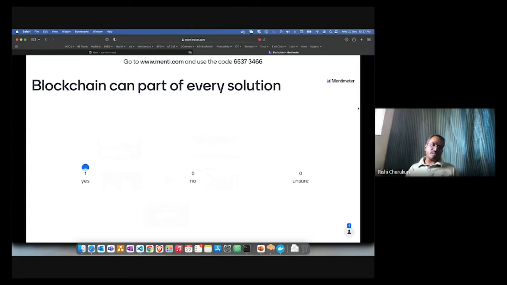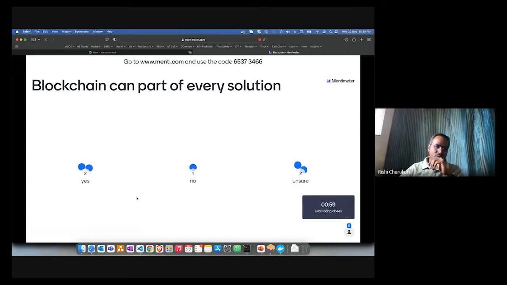So the polls are anonymous, so we won't really get to know the names of the people who are responding. So you can feel free without hesitation that, oh, I'm wrong, or someone might think of me another way. You need not think of it. So far, just two responses, but maybe you can say whether blockchain can be part of every solution or not. Okay, so the poll closes in the next 1 minute.